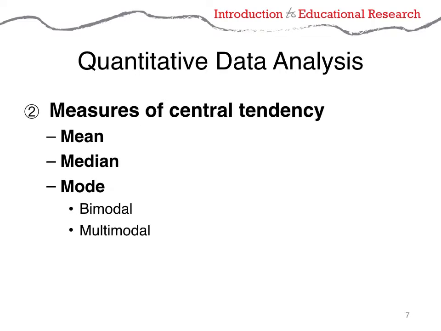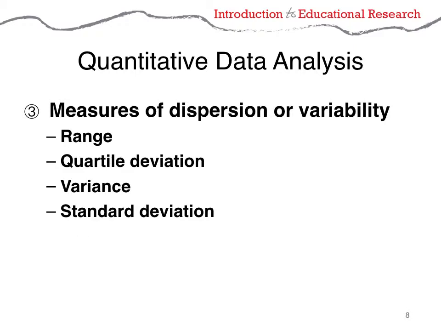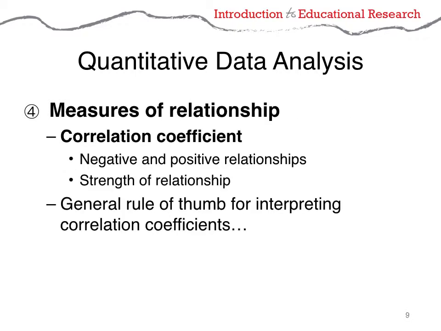Central tendency, this is stuff that's review for you: mean, median, mode. Measures of dispersion or variability. The range, this is often a very useful score in a lot of quantitative data. Quartile deviations, variance, and then, of course, standard deviation.